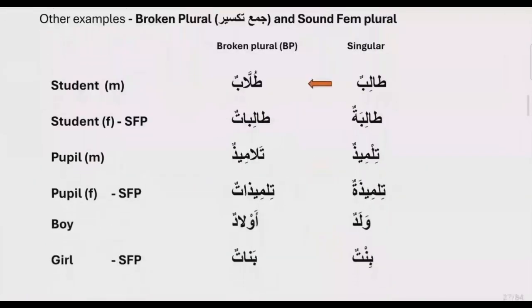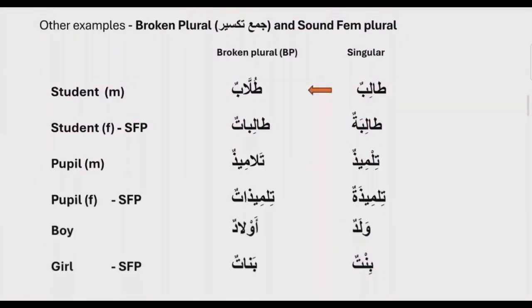To give you other examples, now here we're talking of human beings, right? So here you have a male student. This is talib, right? Notice what happens: talib becomes tulab. But talibatun, the feminine version of that, the student, is talibat in the plural. And look at what happens here. You're using a sound feminine plural here, not a broken plural. Can you see the atun, atin?